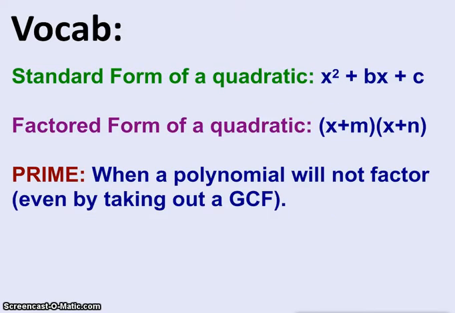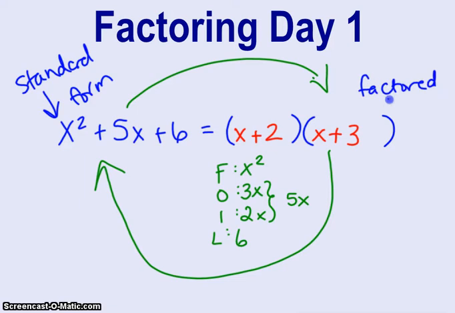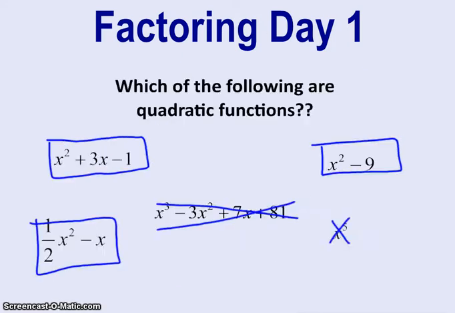Alright, so there's a couple of vocabulary words. The standard form of a quadratic is x squared plus bx plus c. The factored form is x plus m times x plus n. So we have some number here and some number there. So if you went back to the first slide, this over here is my standard form. And this over here was my factored form. So we are used to having the factored form and then multiplying by the distributive property to get the standard form. Factoring is all about going the other way, going from standard form to the factored form.